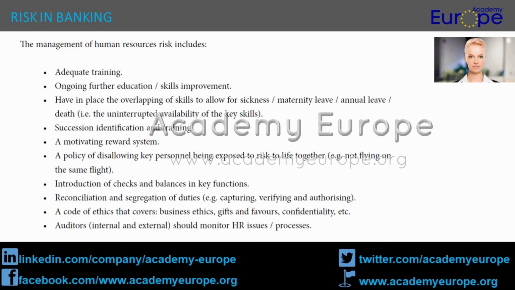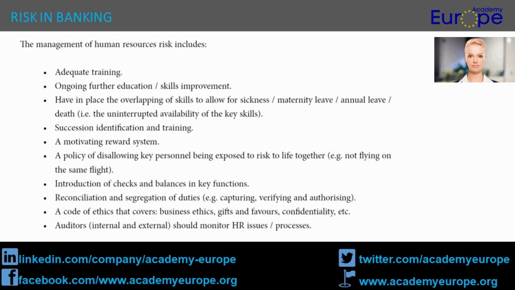The management of human resources risk includes adequate training, ongoing further education/skills improvement, and having in place the overlapping of skills to allow for sickness/maternity leave/annual leave/death, i.e. the uninterrupted availability of the key skills. Succession identification and training. A motivating reward system. A policy of disallowing key personnel being exposed to risk to life together, for example not flying on the same flight. Introduction of checks and balances in key functions.